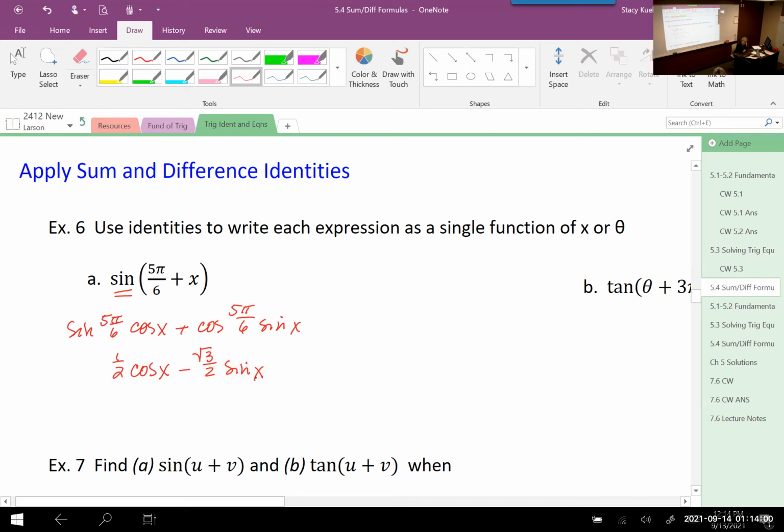So sine of 5 pi over 6 is 1/2. Cosine of 5 pi over 6 is negative square root of 3 over 2. And now we have not a trig function, so to speak. I've got this written more in terms of the variable x, which is what we're trying to break it out into. Okay, you could leave it there. I would be happy with that.